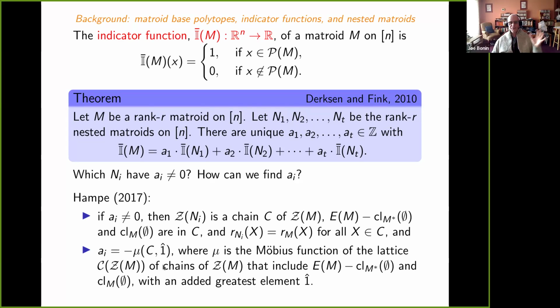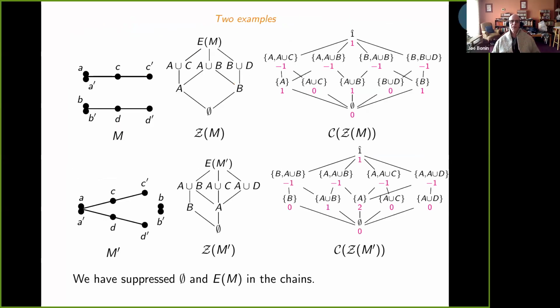And then you have this lattice of these chains. The coefficient of N_i, or the coefficient of a chain, is going to be minus the Moebius value from that chain to the top. Now, let me give you some examples to make this nice and concrete. We're going to use those two standard examples that we have.